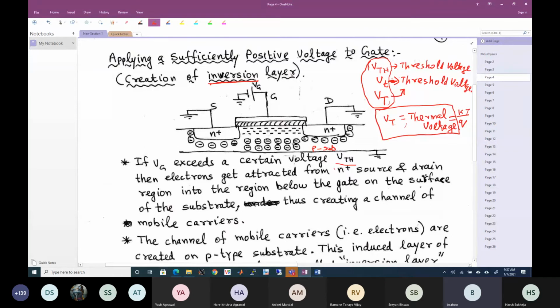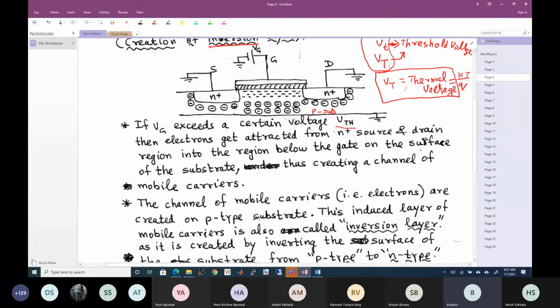Now if the gate voltage exceeds a certain voltage, the threshold voltage, the electrons get attracted from the N plus source and drain. These are majority carriers which are electrons, and they get attracted into the region below the gate on the surface of the substrate, thus creating a channel of mobile carriers on a p-type substrate. This induced layer of mobile carriers is also called the inversion layer, as it is created by inverting the surface of the substrate. So the p-type substrate was inverted to have negative carriers, electrons, here.